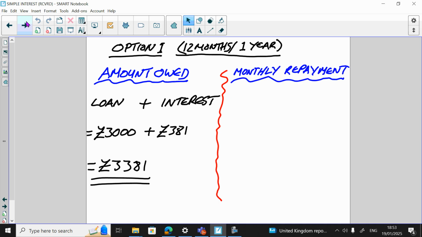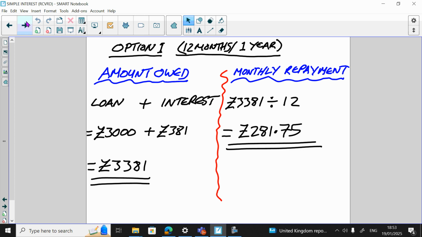Okay, so we're going to go for the monthly payment. Because it's 12 months, just take that and divide it by 12 and get that answer there, £281.75. These won't always come out nice, and don't get upset about rounding as long as it's to 2 decimal places, and it depends who you're banking with or taking credit from. They'll sort it out with you. Okay, it's the method we're interested in here.